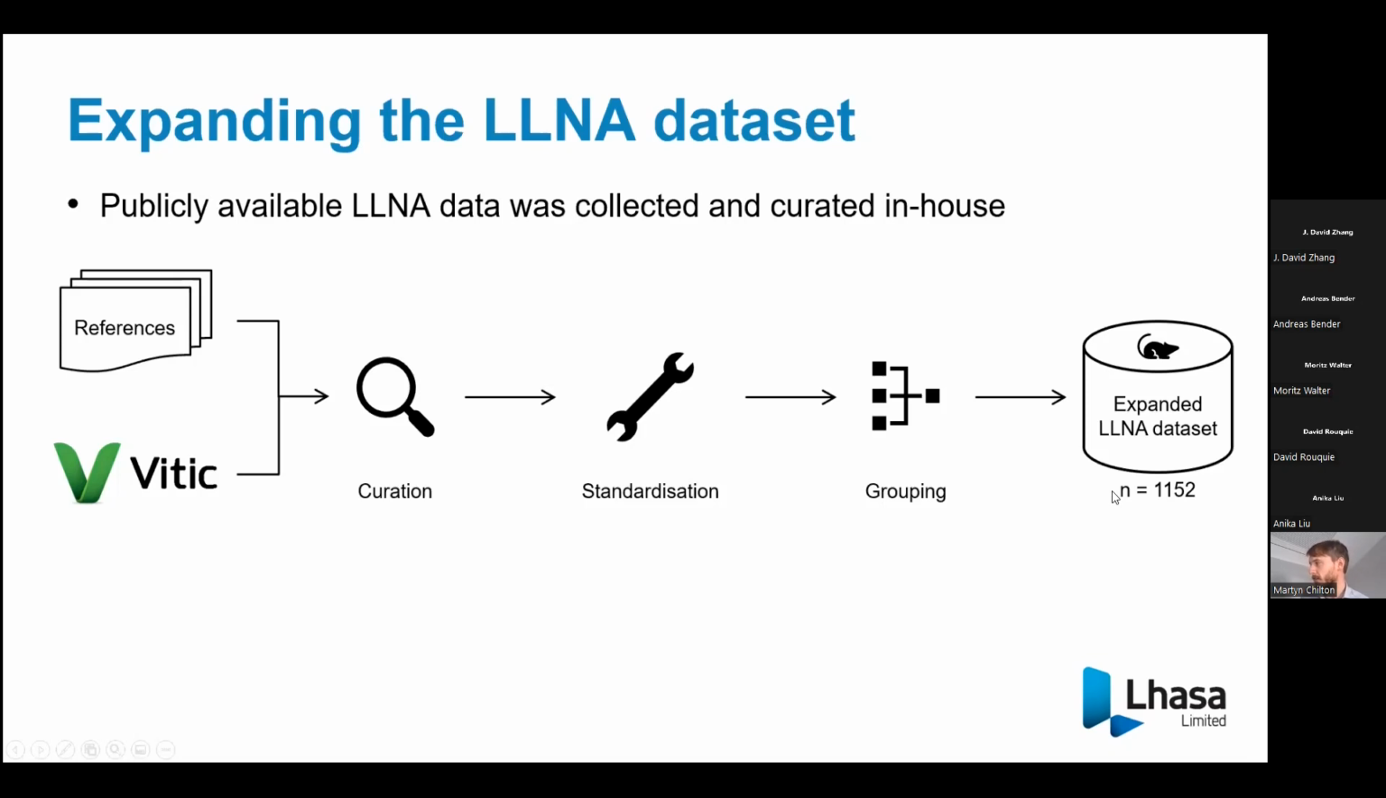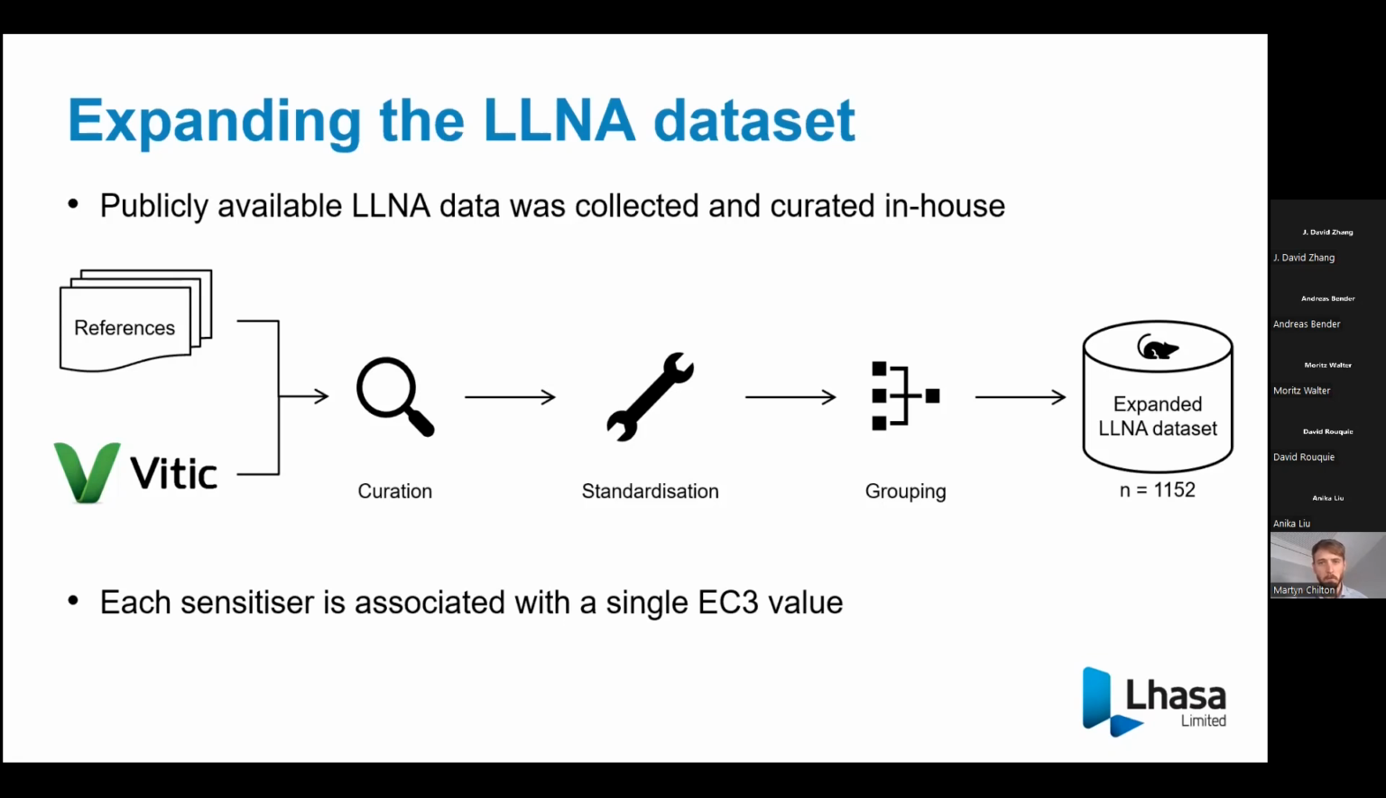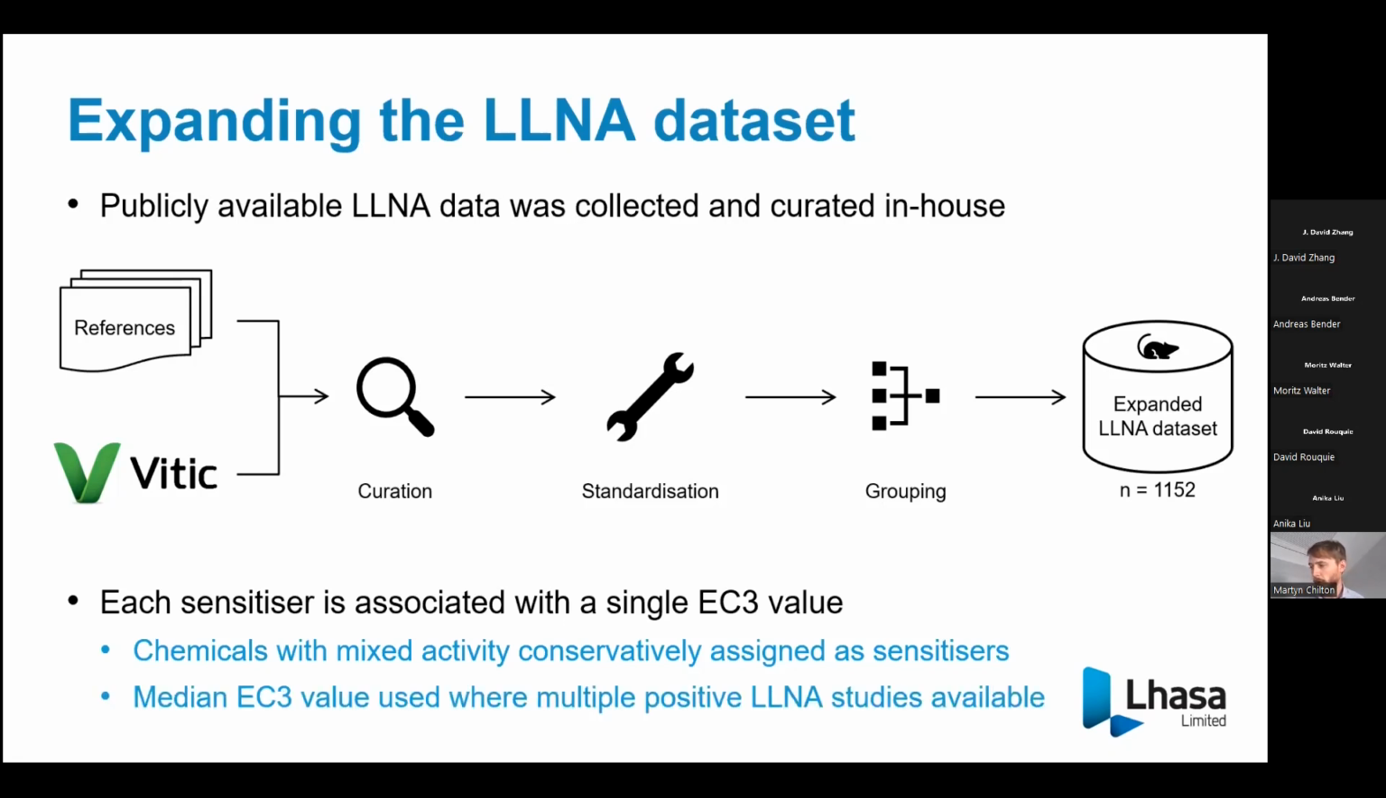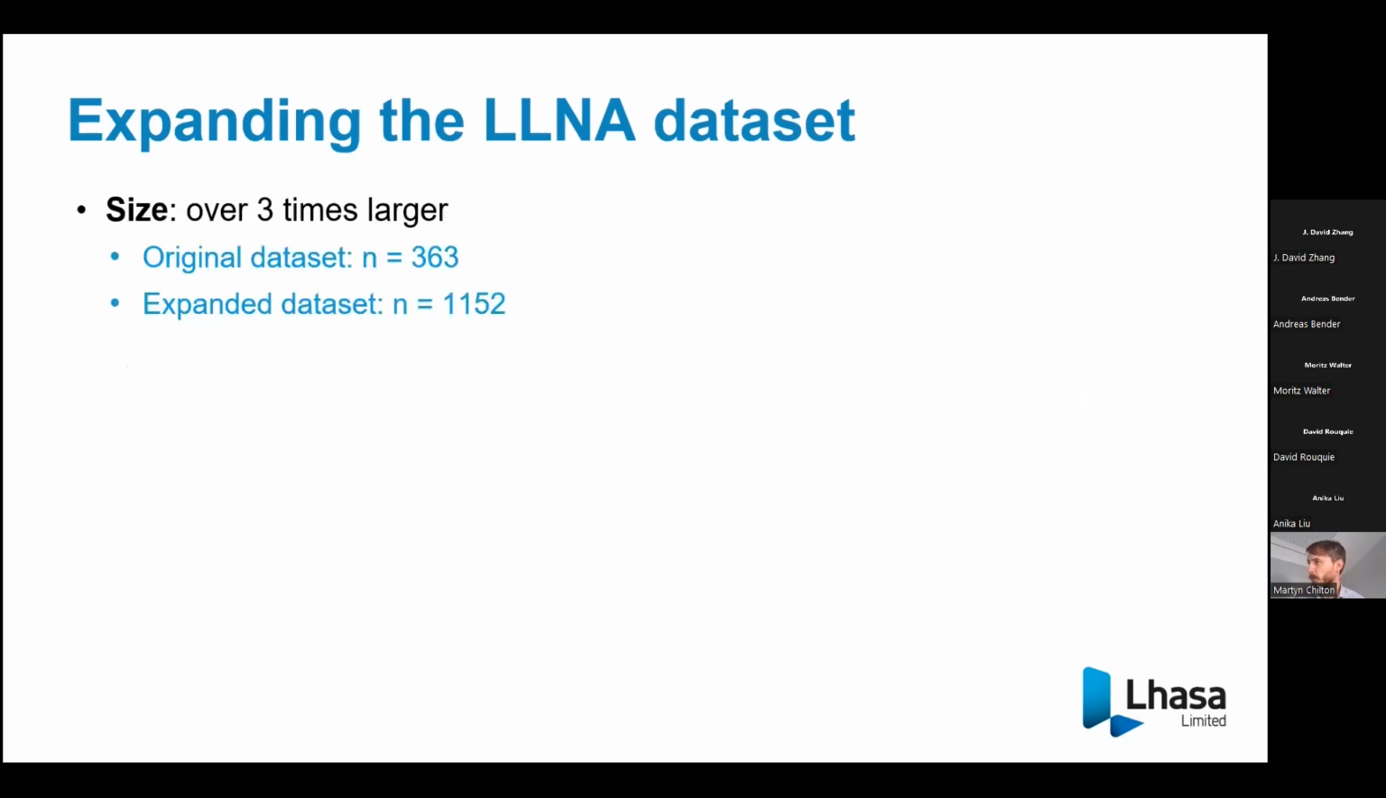And it left us with a data set of over 1,150 chemicals. Each of those had a single potency value in the form of an EC3 value. Where we had mixed activity, so chemicals that were both positive and negative, we took a conservative approach and assigned them to sensitizers. And where we had multiple potency estimates, we took a median value for the EC3 to give a central indicator of potency. So with the expanded data set in hand, we compared that to the original data set to see what changed. The key thing was it was quite a lot larger, over 3 times as big.